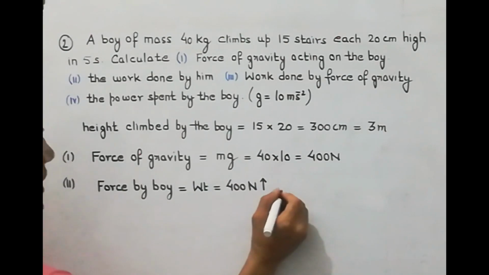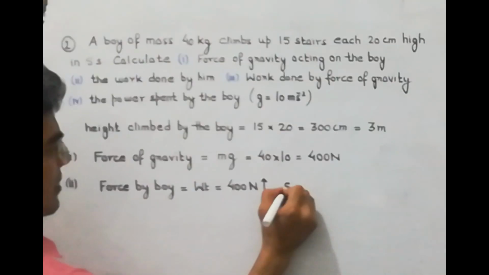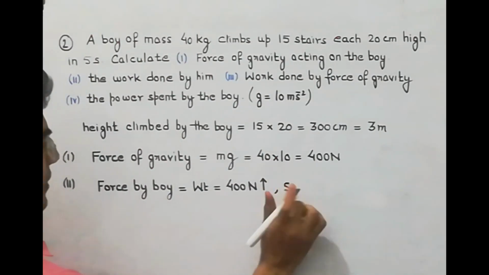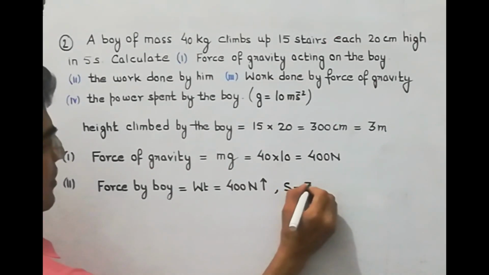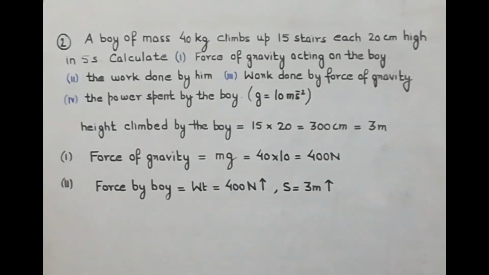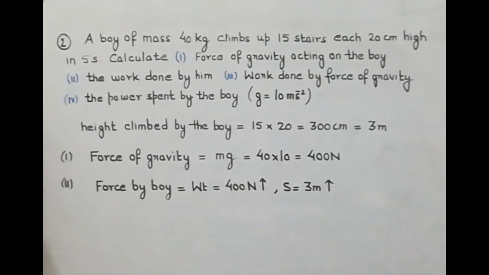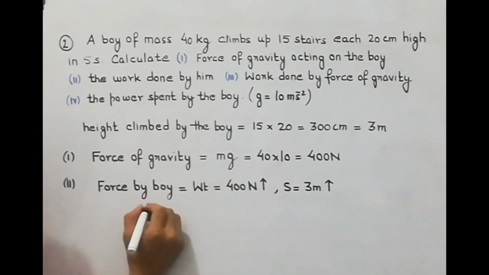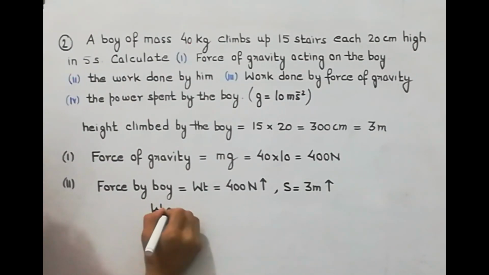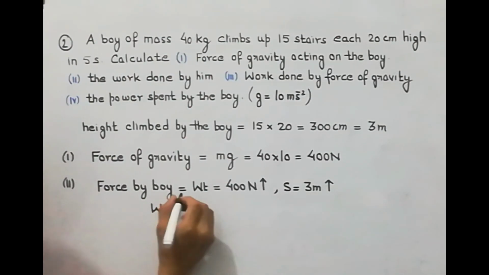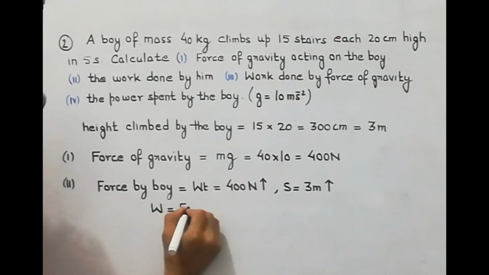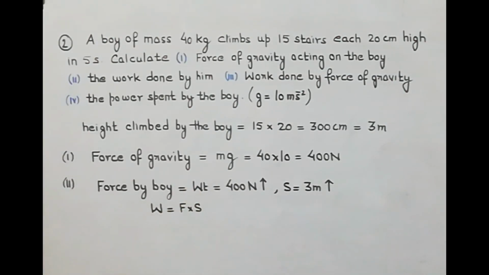Okay. Now the displacement S, he is moving 3 meter and that too in the upward direction. So if both the force and the displacement are in the same direction, then what formula do we use? Theta will be 0 degree. So what formula you use for work? Work is equal to F into S. There is no need to write cos theta because cos 0 will be 1.